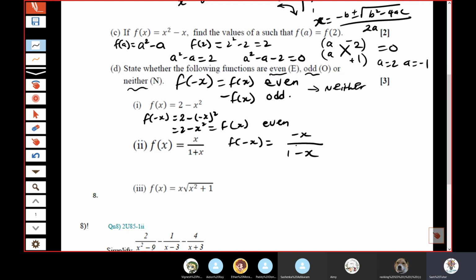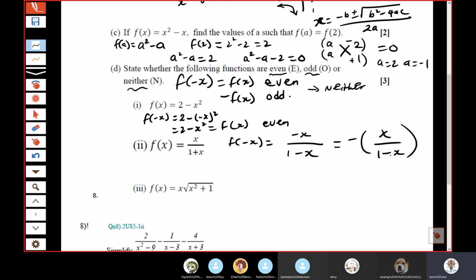No way. Now what you do is take out a negative. You take out the negative only from the top or the bottom, not both. So take it out from the top in this case. It'll look like this. Is that the negative of the original?